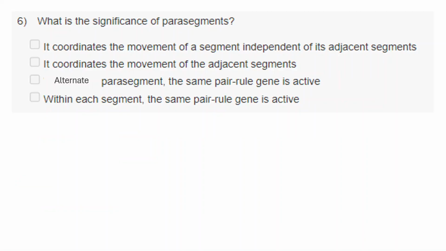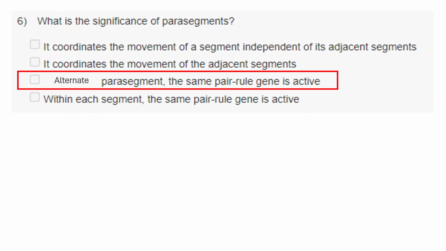So as you see here, statement 3 is the correct answer. In alternate parasegments, the same pair rule gene is active. And statement 2 also happens to be the correct answer. It coordinates movement of the adjacent segments. Now how? I'll tell you how.